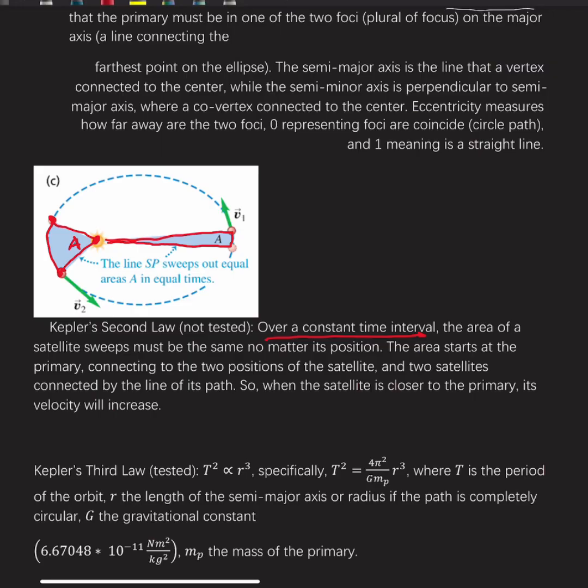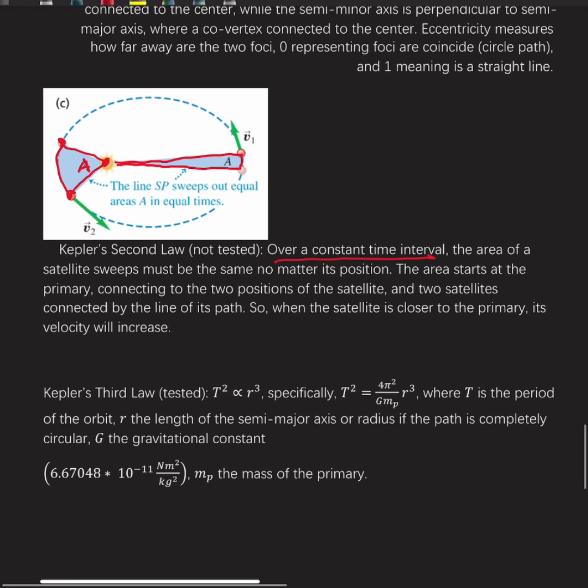And Kepler's third law is t squared is proportional to r cubed. This symbol means proportional, where t squared is equal to 4 pi squared over G M_P times r cubed. T is the period of the orbit, which is how long it takes for a full revolution. R is the length of the semi-major axis, or the radius if the path is completely circular, and G is the gravitational constant. M_P is the mass of the primary.